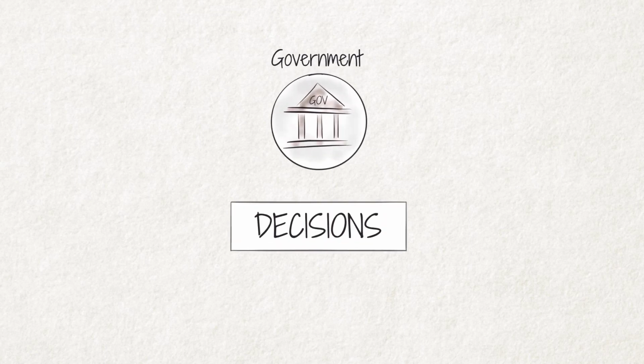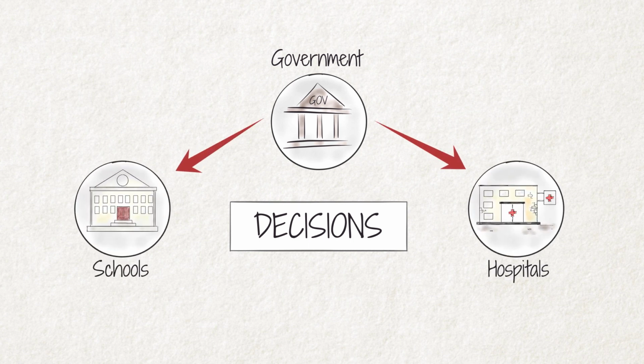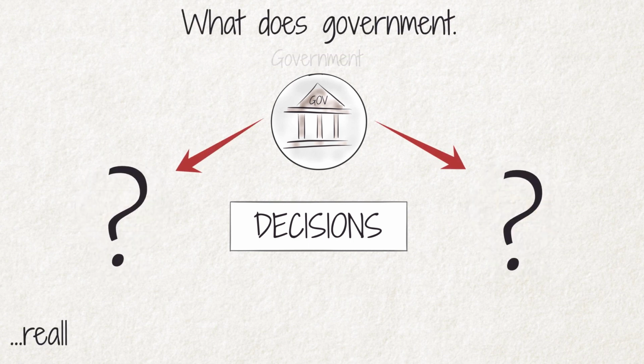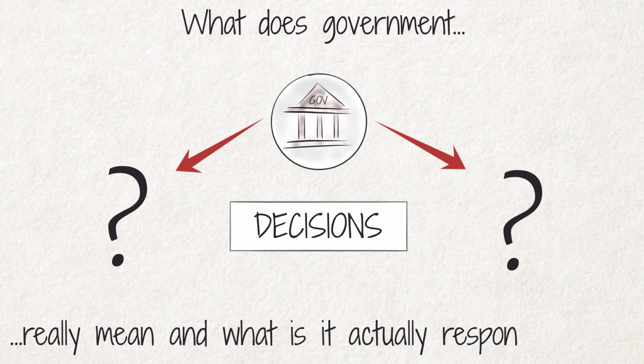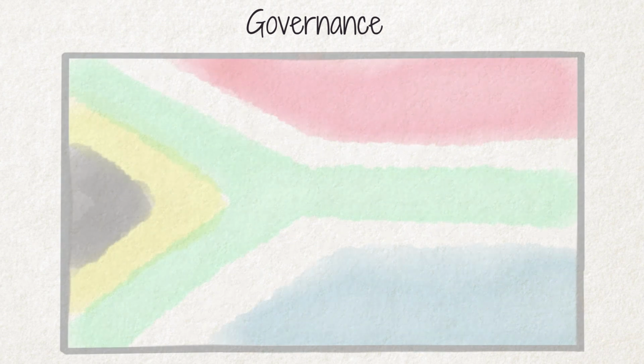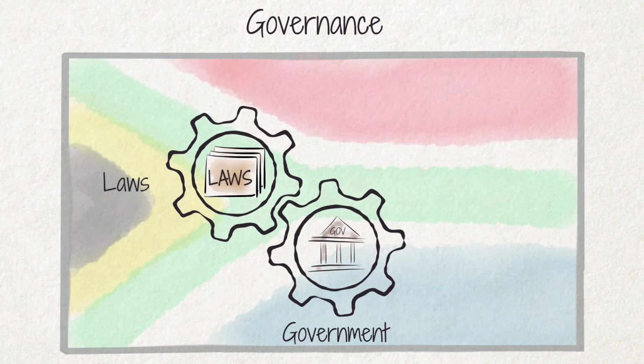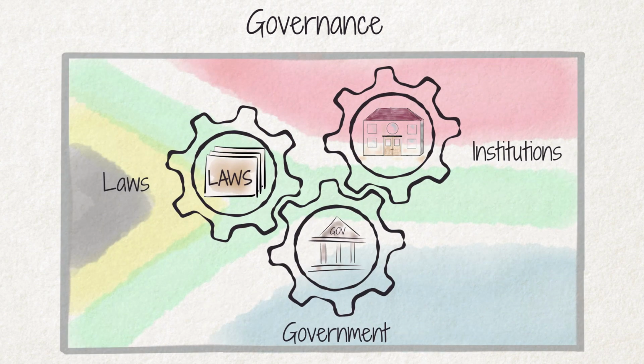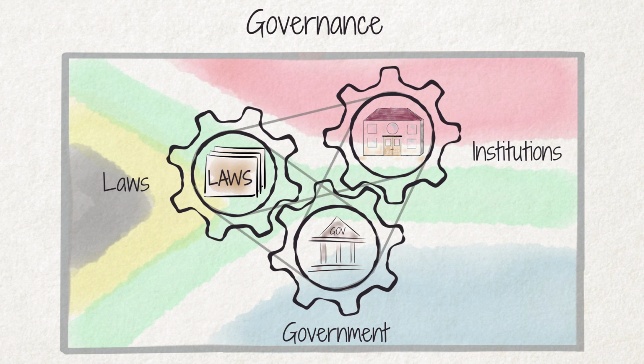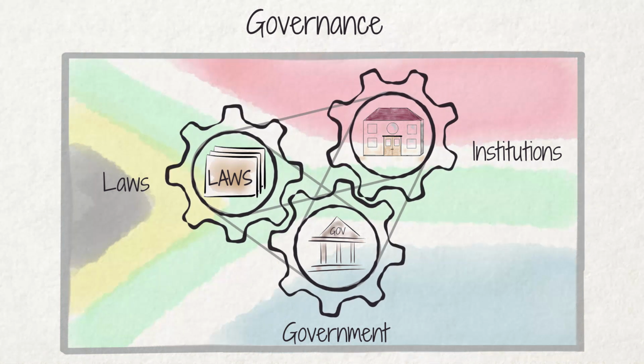We often hear that the government makes all the decisions, or that the government will build schools and hospitals. But do we know what government really means and what it actually is responsible for? Governance is the form or system of rule by which a state or nation is organized and governed. This happens through a system made up of laws and institutions.